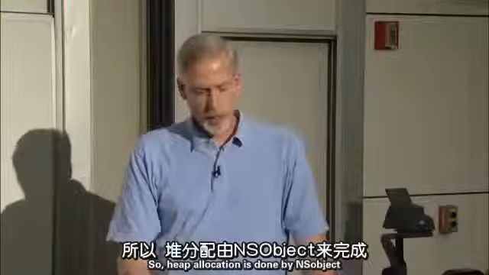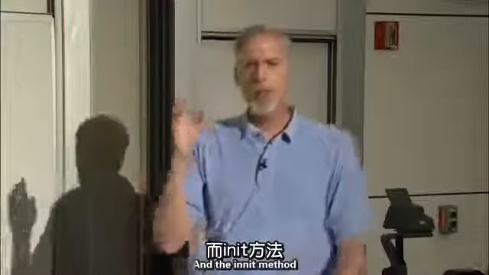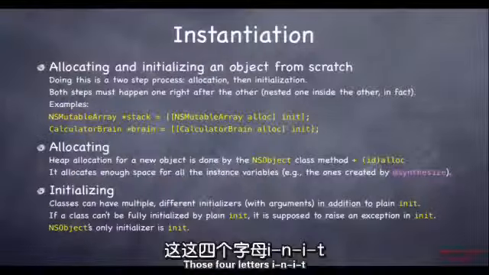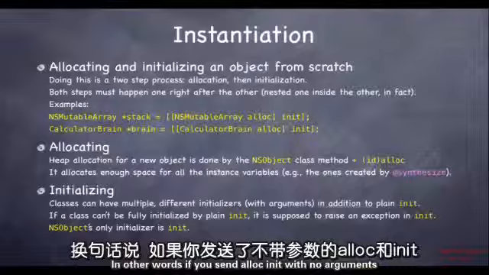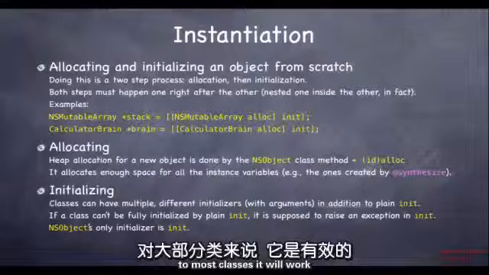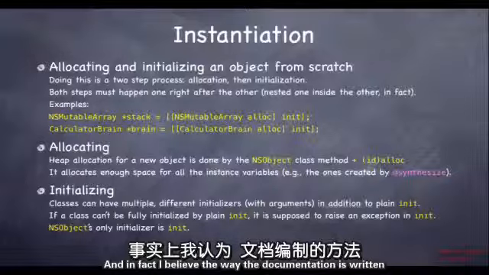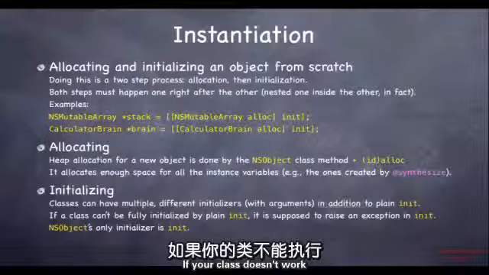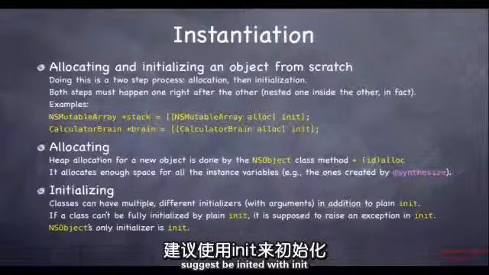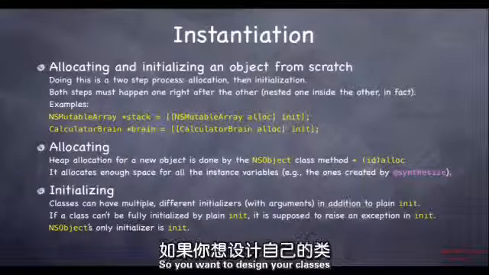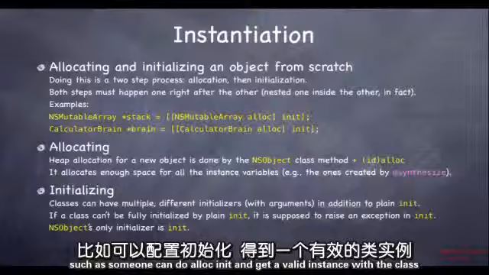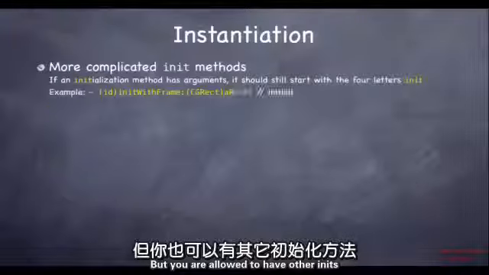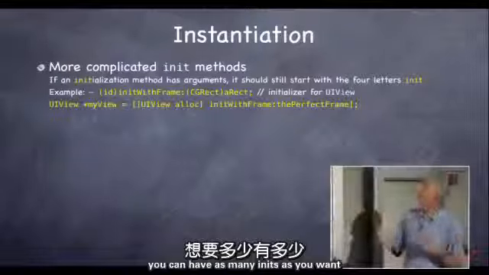So heap allocation is done by NSObject, and the init method, in other words, just plain init, those 4 letters, most, if not all classes, implement init sensibly. In other words, if you send alloc init with no arguments to most classes, it will work. And in fact, I believe the way the documentation is written, if your class doesn't work to just be initted with init, you're supposed to raise an exception, okay? So you want to design your classes so that they can have defaults such that someone can do alloc init and get a valid instance of your class, okay? But you are allowed to have other inits. You can have as many inits as you want.